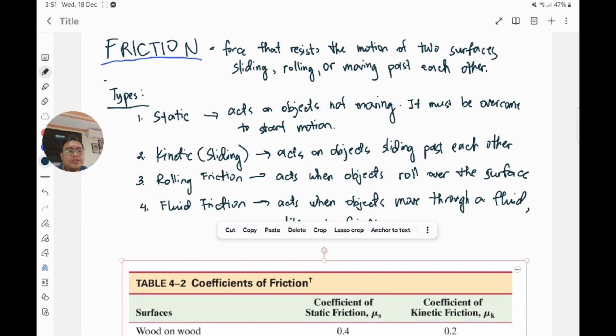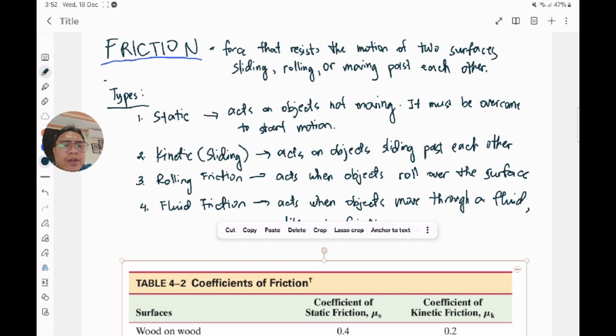As what I have researched, friction is a force that resists the motion of two surfaces, either sliding, rolling, or moving past each other. Since friction is a force that resists the motion, that means it always acts in the opposite direction of the force applied on the object. So if you're applying a force to the right, your frictional force will tend to resist this force, so your frictional force will point to the left, and so on and so forth. If your force is applied on the left, then the frictional force is opposing this applied force, so your frictional force points to the right.